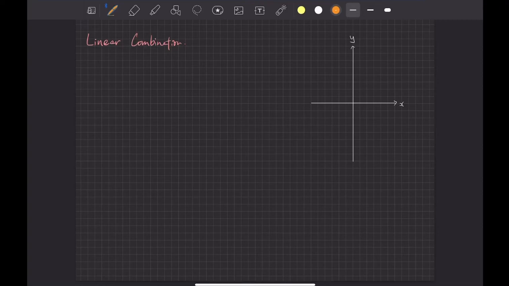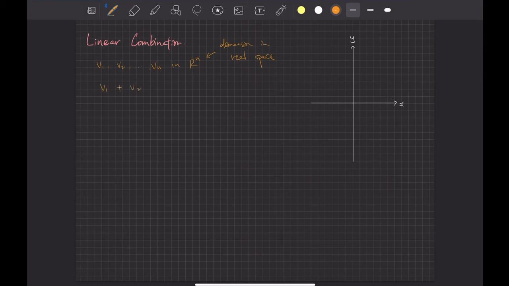In this video, we're going to talk about linear combination. Linear combinations means there are a couple of vectors, v1, v2 to vn, and they are all in Rn. Rn is the dimension in real space. Linear combination is just adding them up all together.